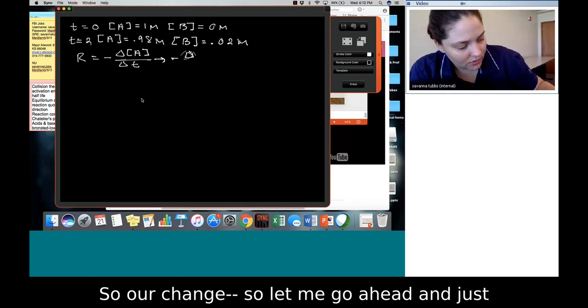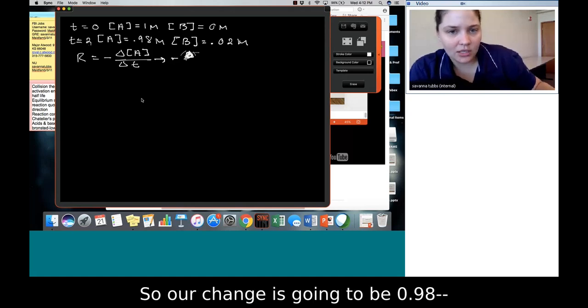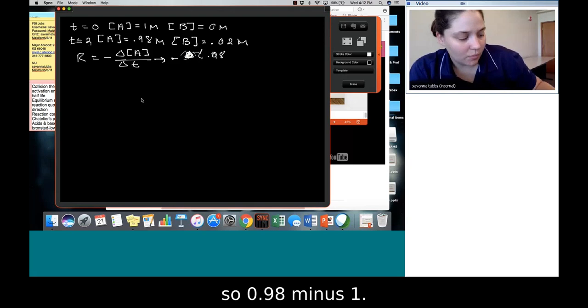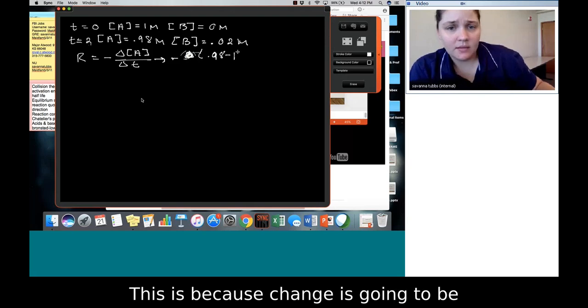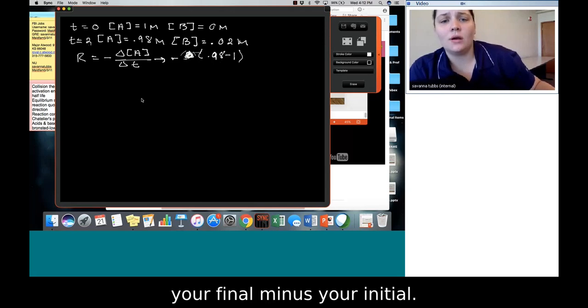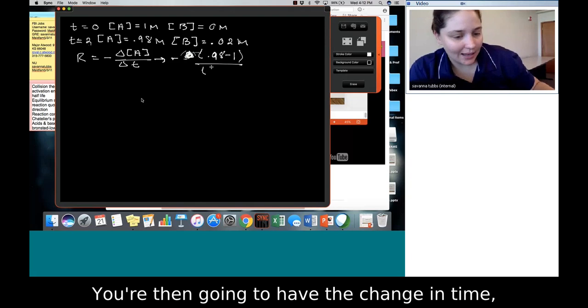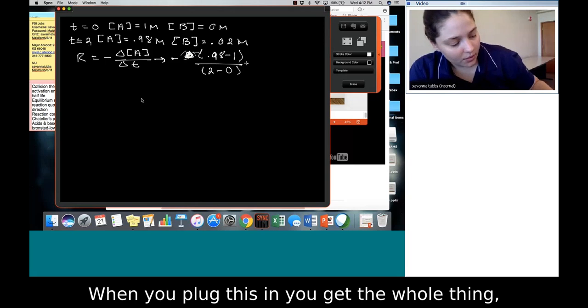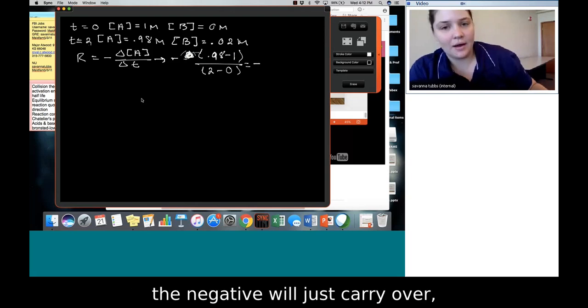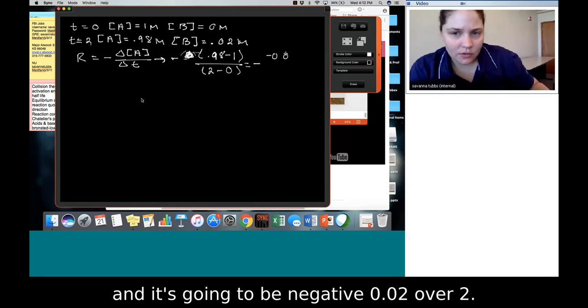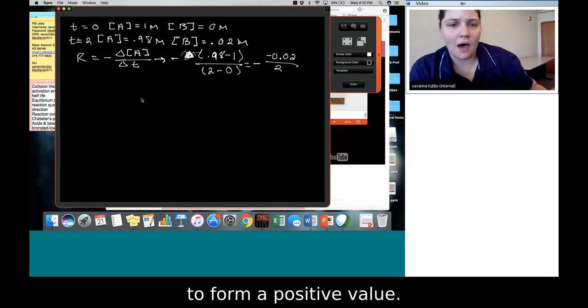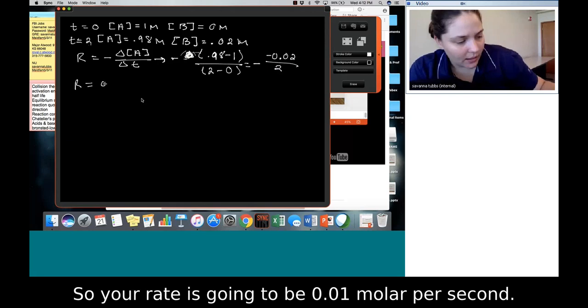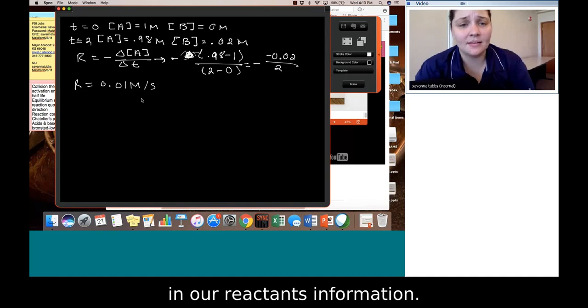So our change is going to be 0.98 minus 1. This is because change is going to be your final minus your initial. You're then going to have the change in time, which is 2 minus 0. When you plug this in, the negative will just carry over, and it's going to be negative 0.02 over 2. The two negatives will end up canceling out to form a positive value. So your rate is going to be 0.01 molar per second. And that's what we get when we plug in our reactant information.